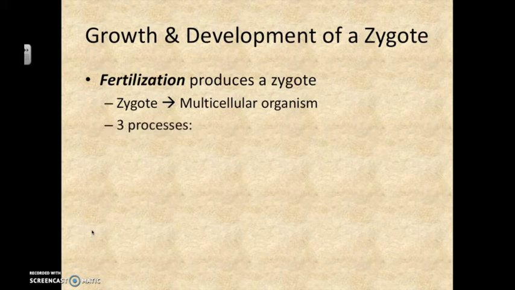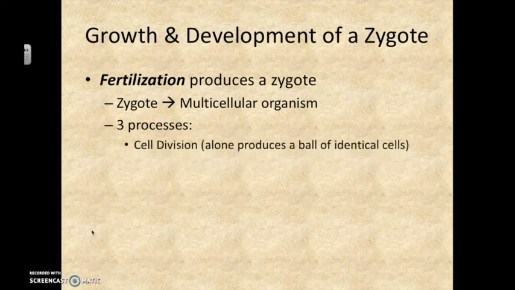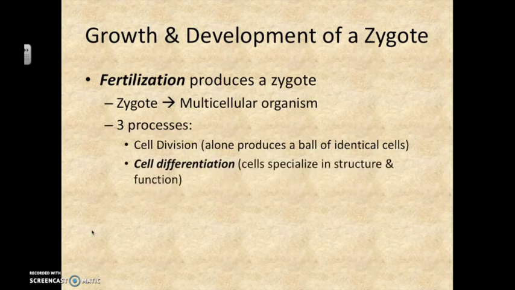There are three key processes that occur during development that are going to aid in the zygote development so that we have a fully formed multicellular organism at the end of this process. One is cell division, which is one of the first things to occur after fertilization. The zygote starts dividing to produce a ball of identical cells. These are all stem cells, they're undifferentiated, and they're all identical in genetics as well as structure and function initially. Then the cells differentiate later on. So differentiation allows for the cells to specialize in structure and function.